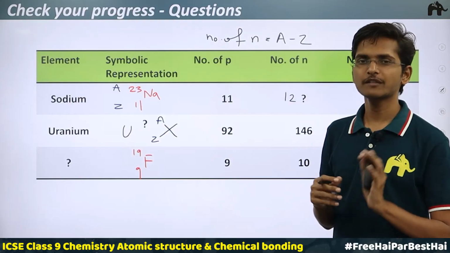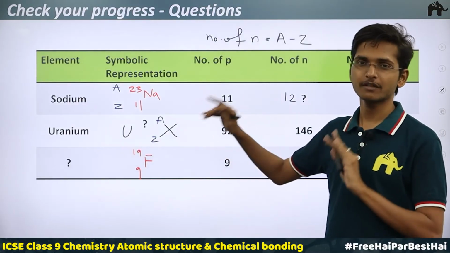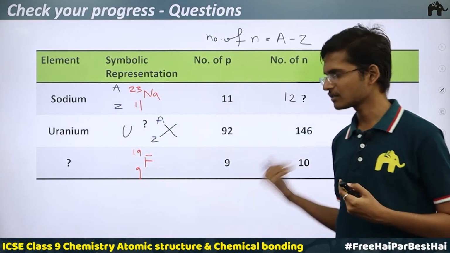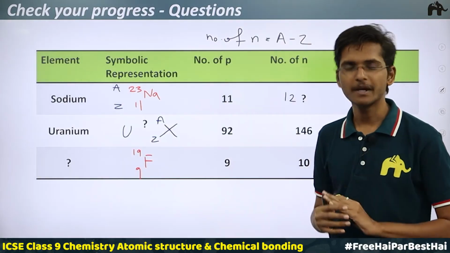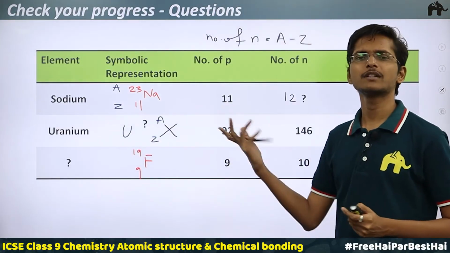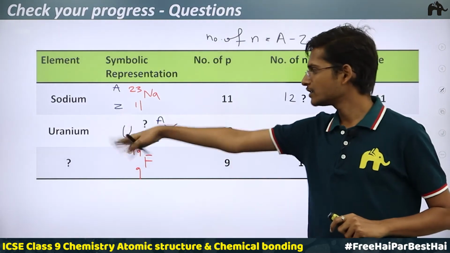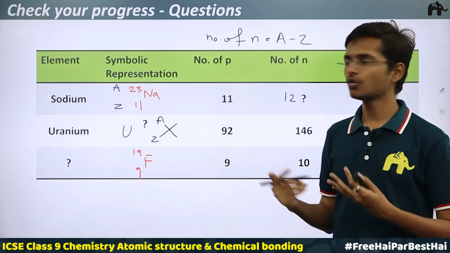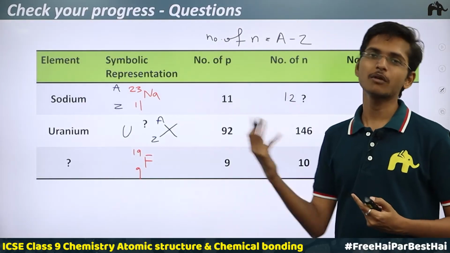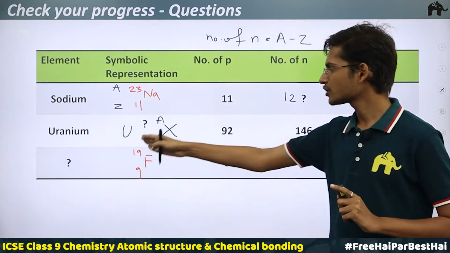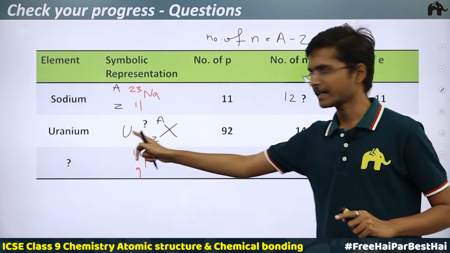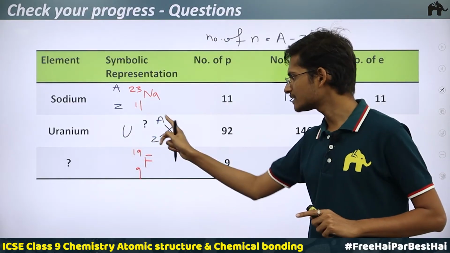I am not expecting you to know the symbol of uranium right away, but if you know, it's well and good, because if someone asks you, you already know that. And it is also a very well-known element. You would hear about uranium here and there. So see, uranium's symbol is U, X is done. Now the remaining part is A and Z.